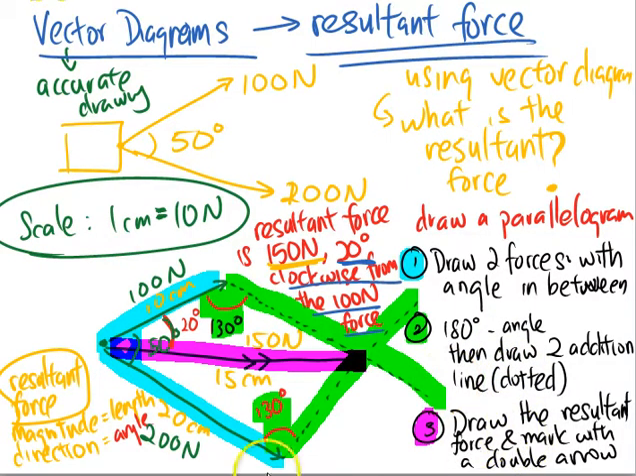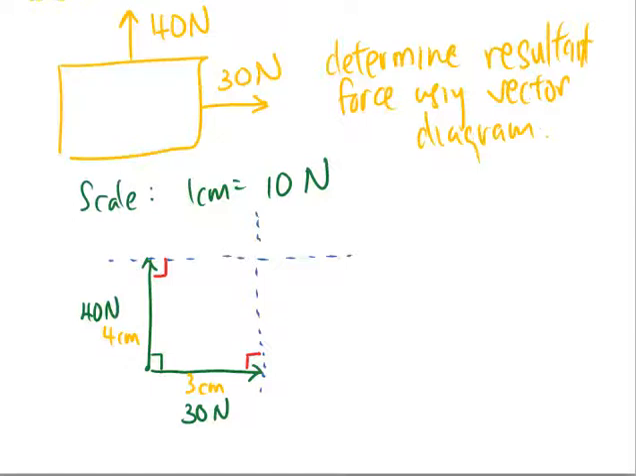Last one, step 3. Draw the resultant force and mark with a double arrow. So the resultant force is from here, this is the starting point, to the ending point over here, the intersection point. So I'll draw a force here. Draw a double arrow. Now, if you measure here, this will be 5 cm. And this is a 50 newtons.